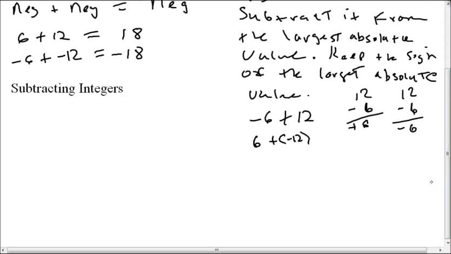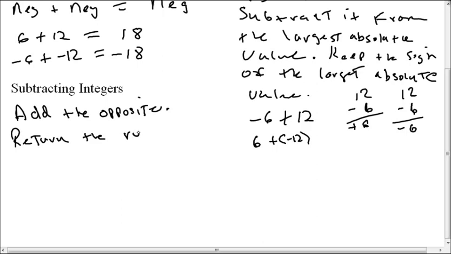Now, the thing about subtracting integers just means that we want to add the opposite. That's all that means, that we're just adding the opposite. So once we add the opposite, that means we will return to the rules for adding integers. That's simply all that means. Let me give you an example.